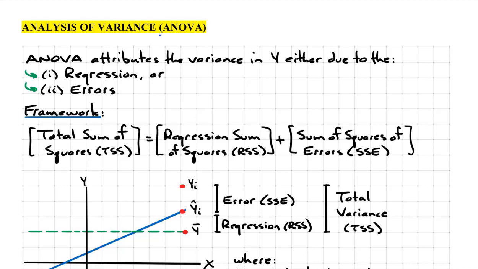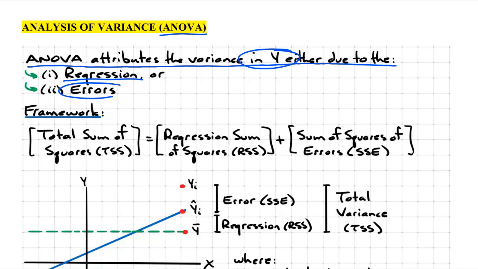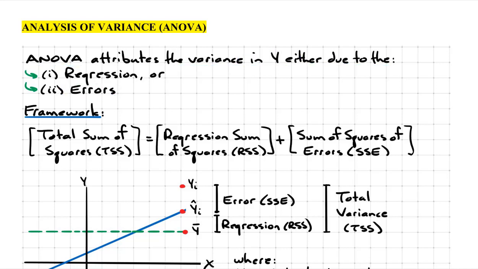Analysis of variance, or ANOVA for short. Analysis of variance attributes the variance in y either to the regression, and any part of y not explained by the regression will be captured by the errors. So the framework for ANOVA is as follows.